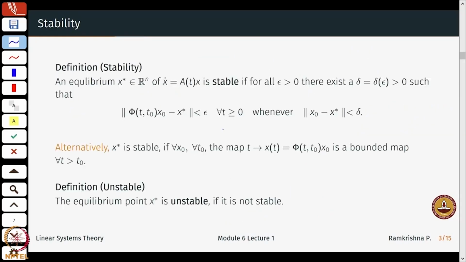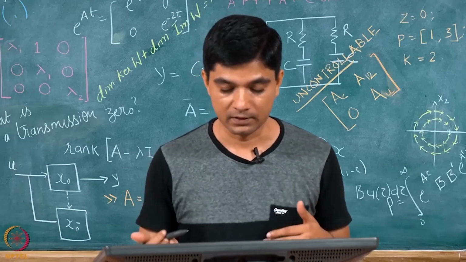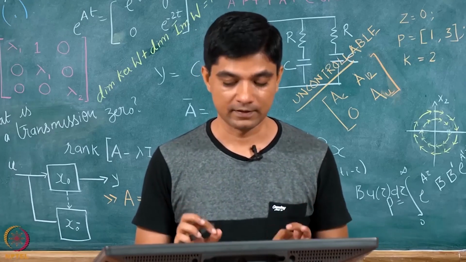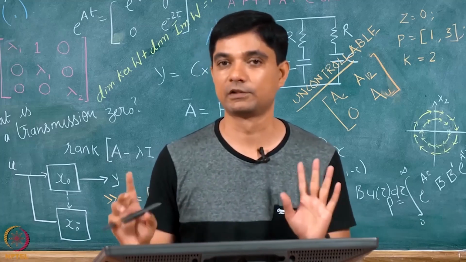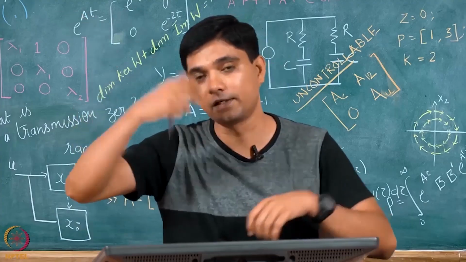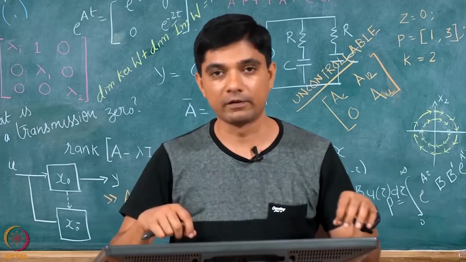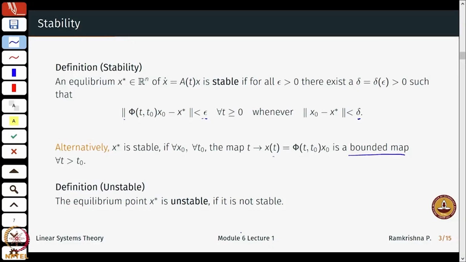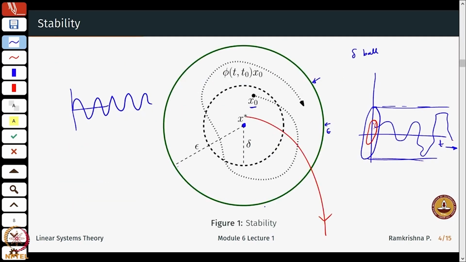Okay. So, that is what this says. Whenever the initial conditions are in a delta ball, the solutions will be confined to an epsilon ball, or the map T to the solution space is always a bounded map. That is a very loose, basic definition of stability. What is unstable? There is only one definition: whatever is not stable is unstable. You don't really check whether the solutions are going to infinity or doing whatever. Whatever is not stable is unstable. That is the only definition of a system being unstable.